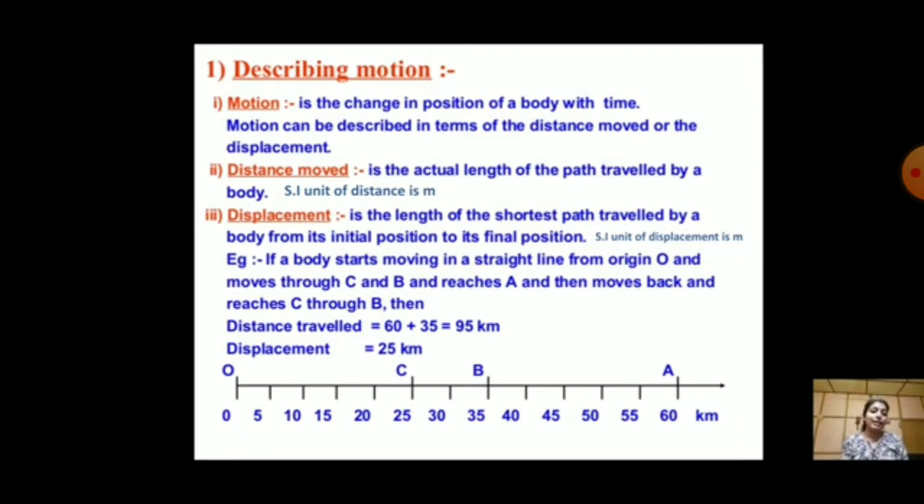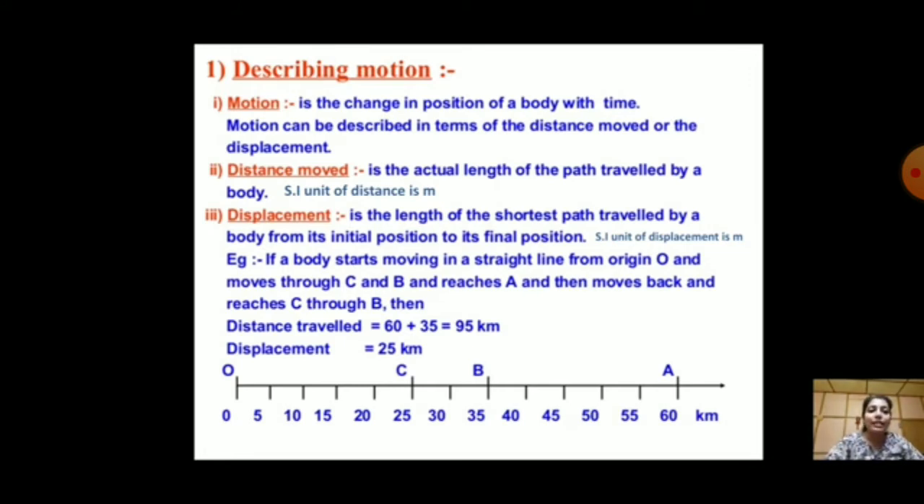How is it possible? Let's say, the body, what is the initial and final position? In displacement, two things are very important: initial and final position. If you just know the initial and final position, it will be easy for you to find out the displacement. So what was the initial position here? The body has started from origin O, so that origin is the initial position for us.